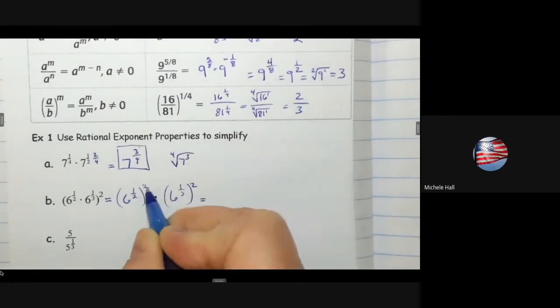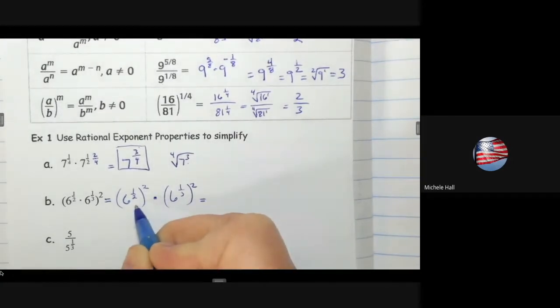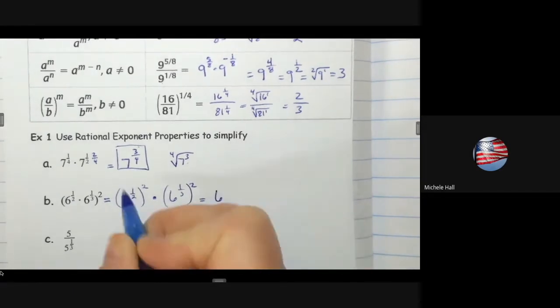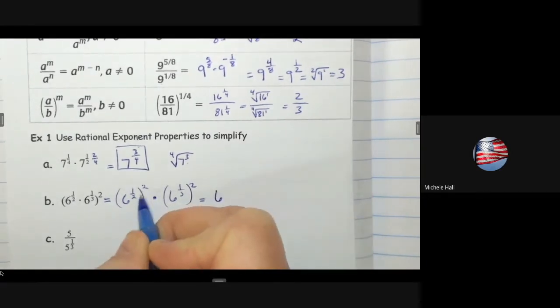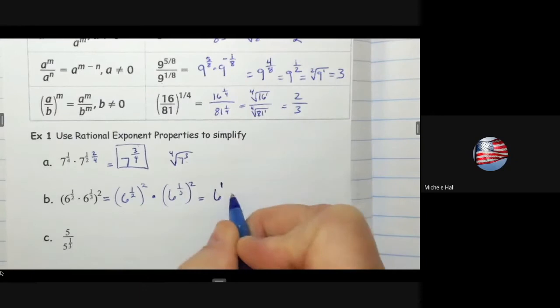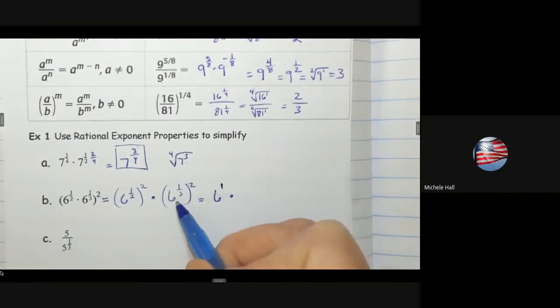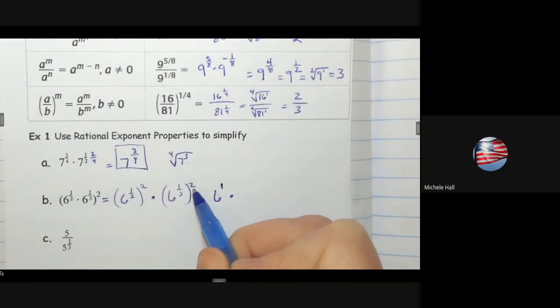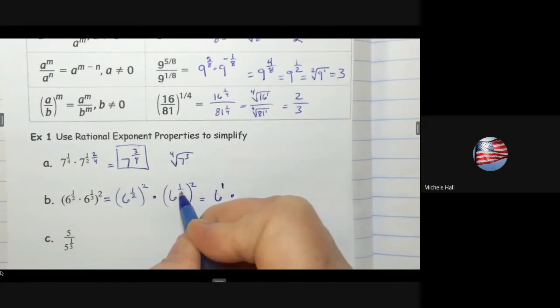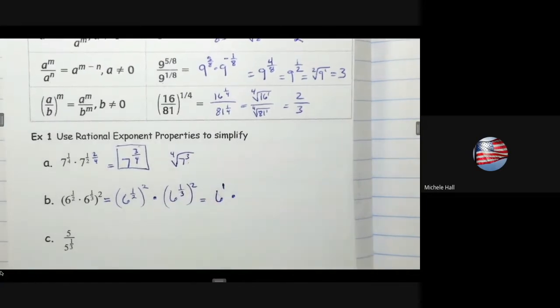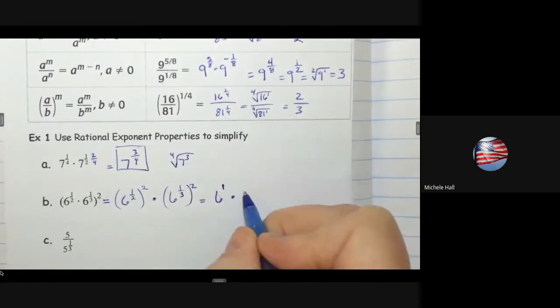I have a power being raised to a power, so I multiply them. And you get 6 to the 1/2 times 2. Half of 2 is 1. Times 6 to the 1/3 raised to the second power. I need to multiply those exponents, and I would get 6 to the 2/3.